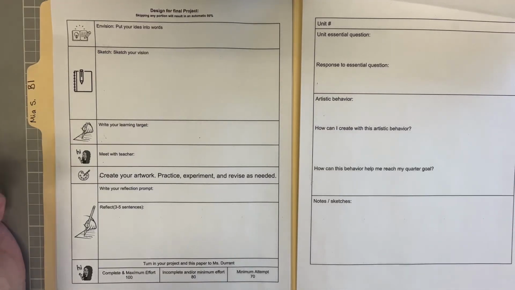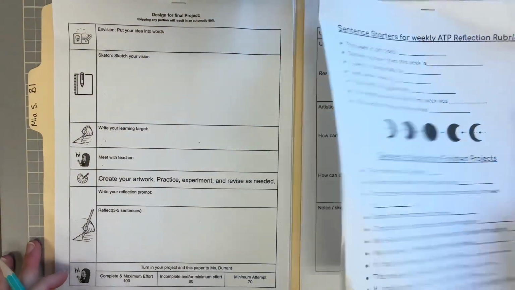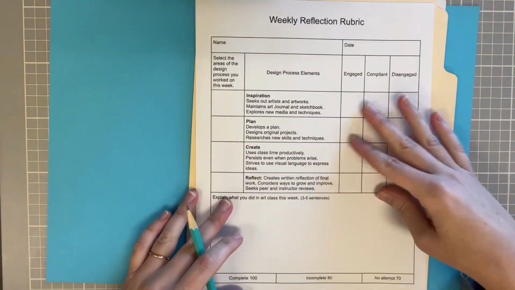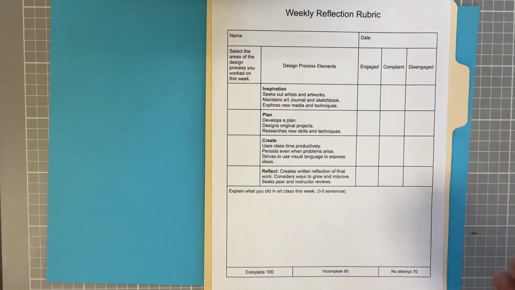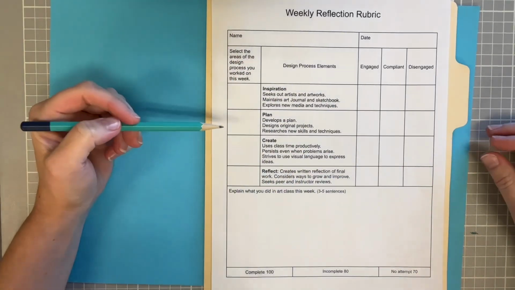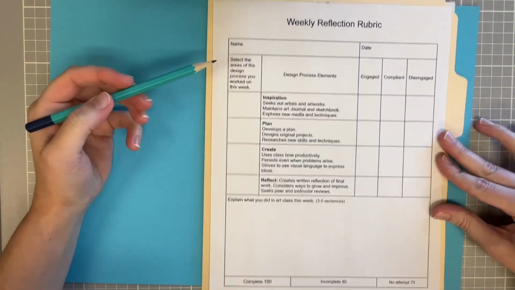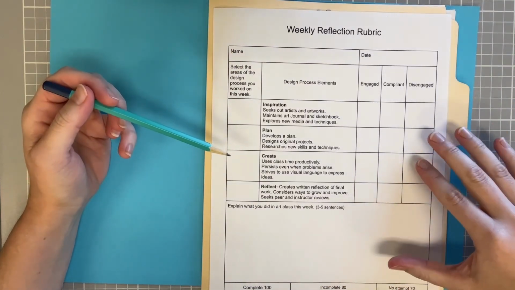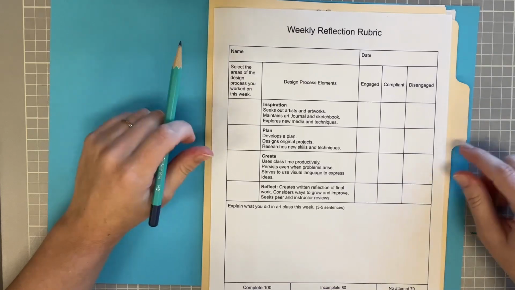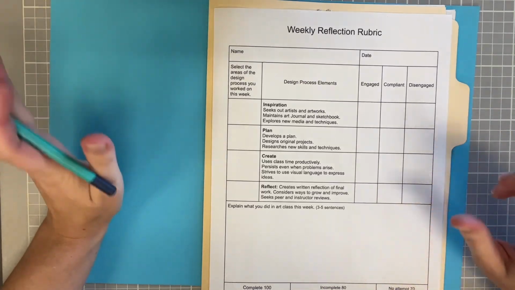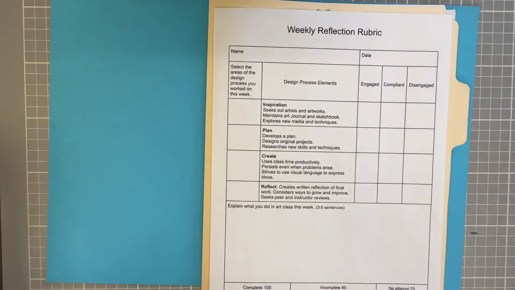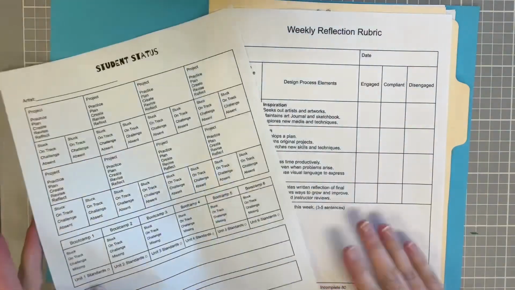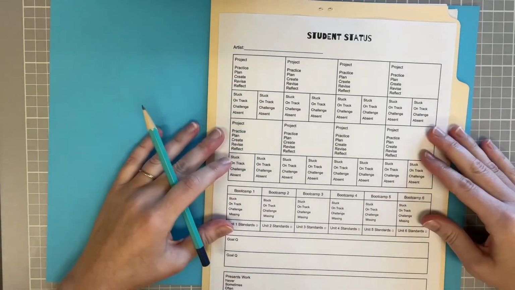Throughout the learning process, every week we fill out a reflection rubric, and it is just documenting how they are going throughout the design process. And I also offer this form on Google Classroom, and so the students have a choice whether they want to do it with paper or through their laptops.